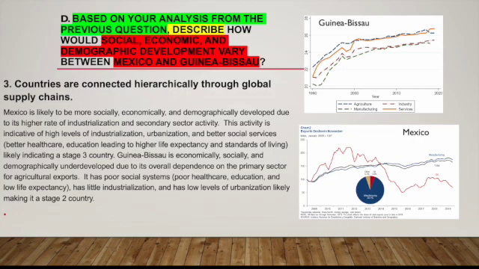Guinea-Bissau is economically, socially, and demographically underdeveloped due to its overdependence on the primary sector for agricultural exports. It has poor social systems, so poor healthcare, education, and low life expectancy, has little industrialization, and has low levels of urbanization, likely making it a stage 2 country.